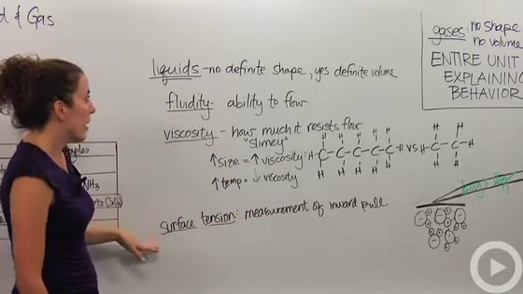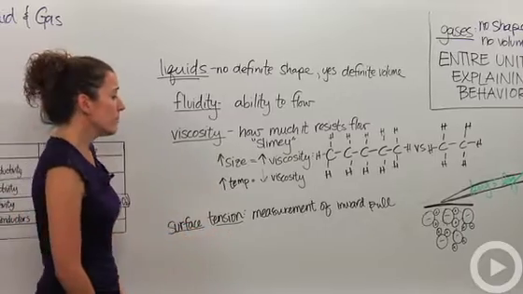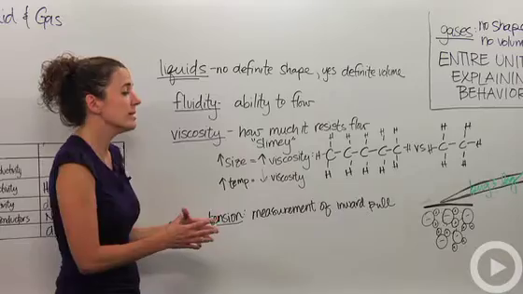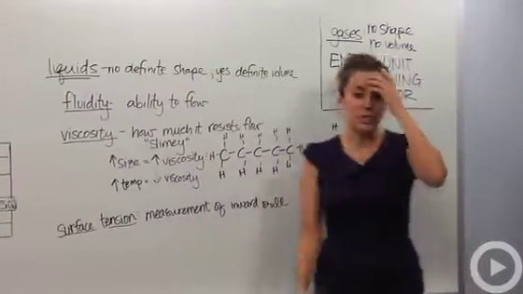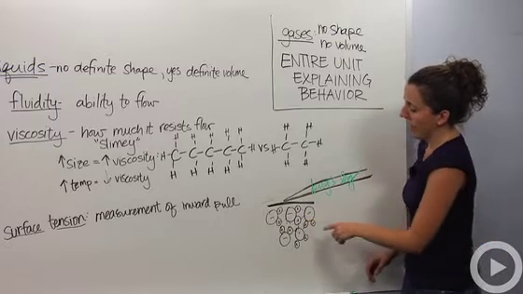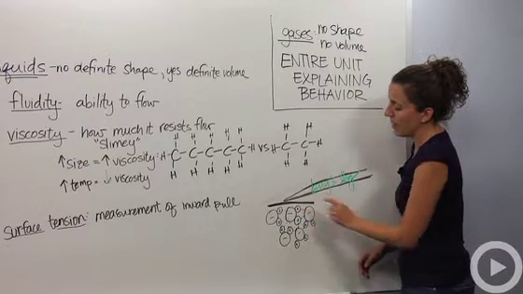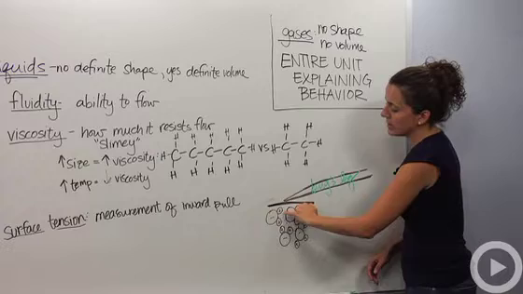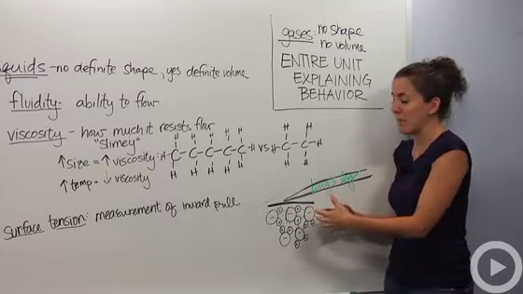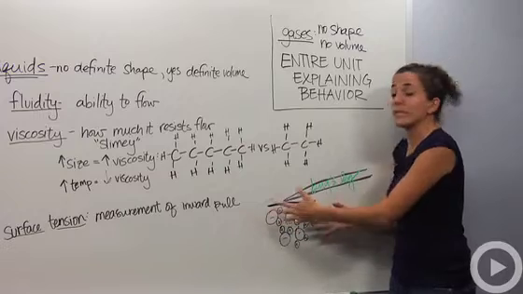One of the last things we're going to talk about in liquids is surface tension. Surface tension is the measurement of the inward pull of a liquid upon itself. So I have a small illustration down here. These are all water molecules. We have the negatively charged oxygen, the positively charged hydrogens, and those dotted lines are the hydrogen bonds that bring them together.